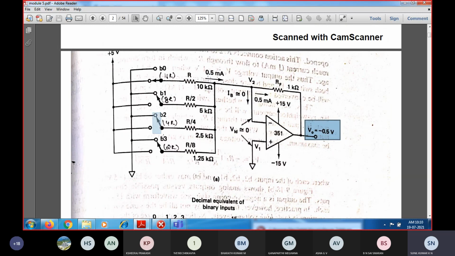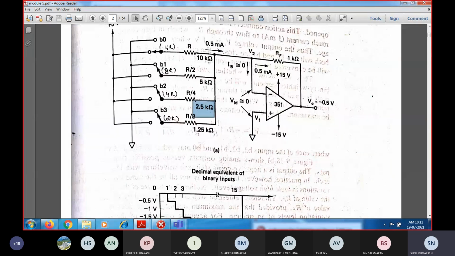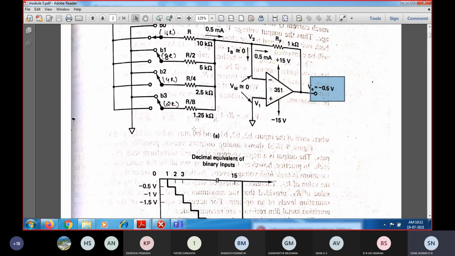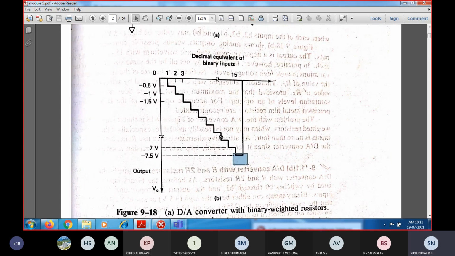Like that, whenever bit position B1 is 1 and all the other bits are 0, 5 volts divided by 2.5 kilo ohm gives the current, so 1.5 milliamps will flow, and hence the output will be 1.5 volts. Here 5 divided by 1.25 gives 4 volts as the output. In this way, when all the bit positions are connected to 5 volts, we get the full scale reference voltage, which is minus 7.5 volts.